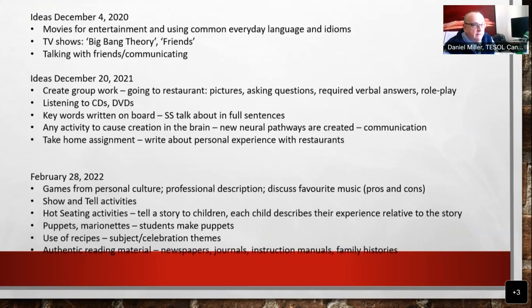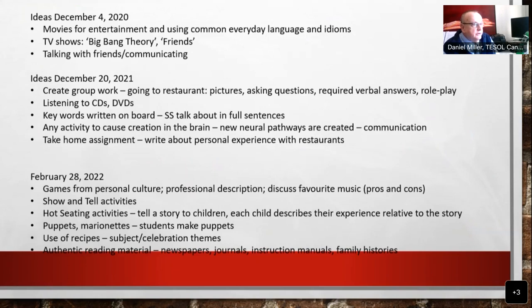Do any of you have ideas that you'd like to add to the list? Excuse me, can I ask about whether this is for children's teaching or for adult teaching? It doesn't really matter. Any of these points could be adjusted to fit with a group of children or with a group of adults. So the ideas are pretty all-encompassing.